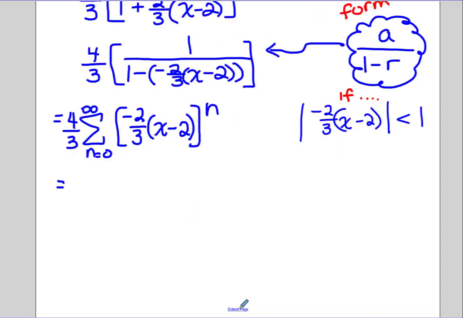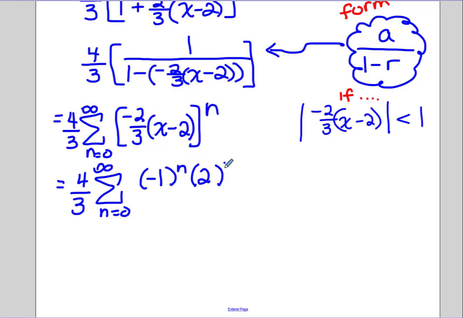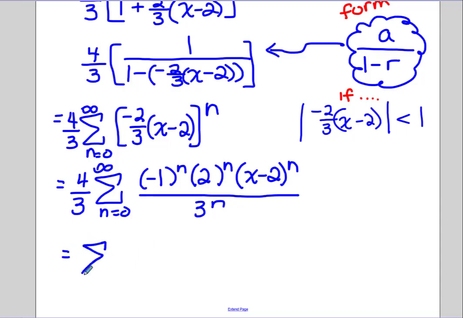And this summation, if we wrote it out, 4/3, as we sum from 0 to infinity, we're going to take the negative 1 out of here for the numerator, negative 1 to the n, and then 2 to the n, and then x minus 2 to the n. That's our numerator. In the denominator, we have 3 to the n. So the summation, n equals 0 to infinity.